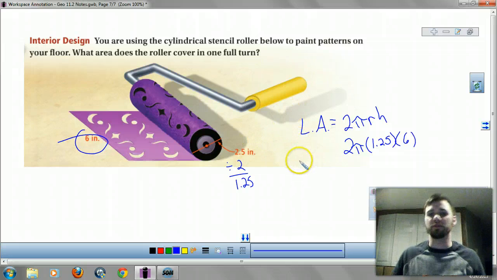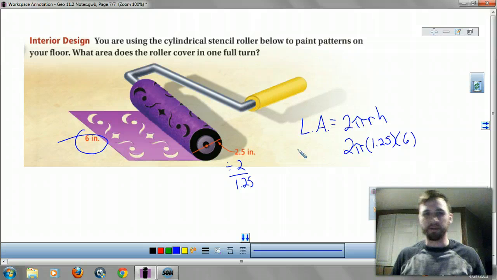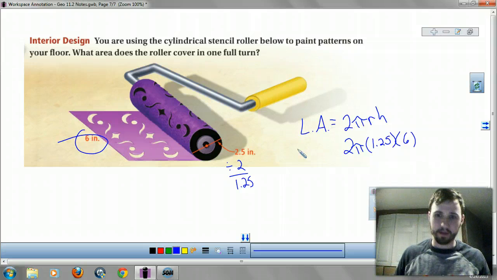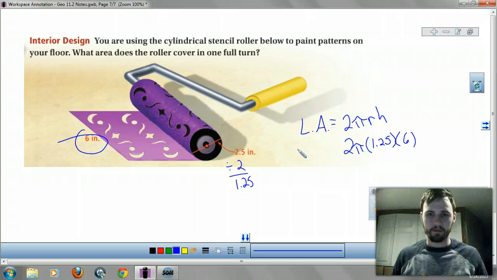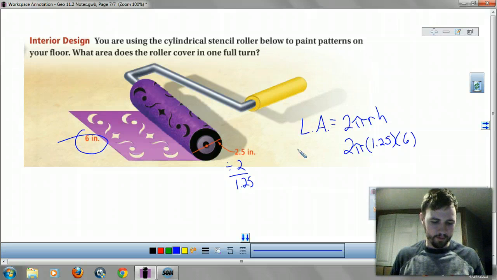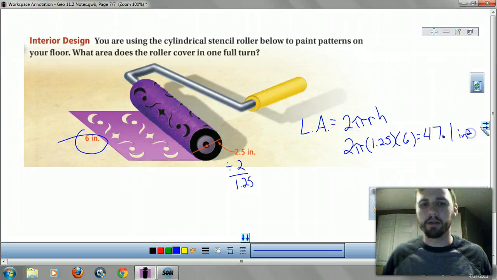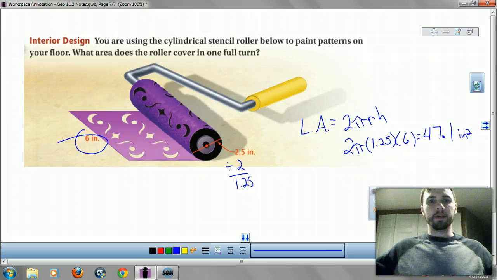So 2 times 6 is 12. 12 times 1.25, that's 15, times pi gives about 47.1 inches squared. That's it. That's all I got.